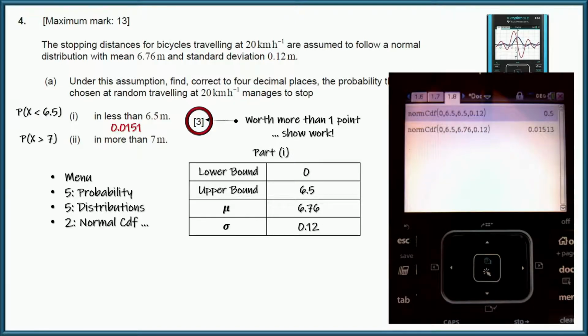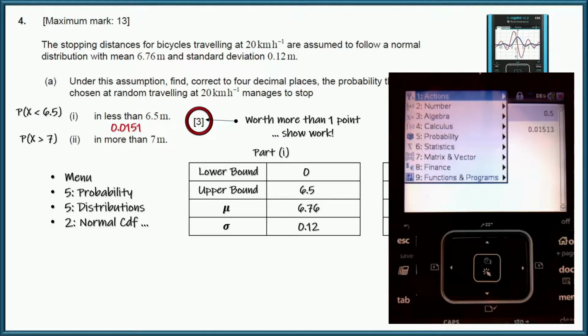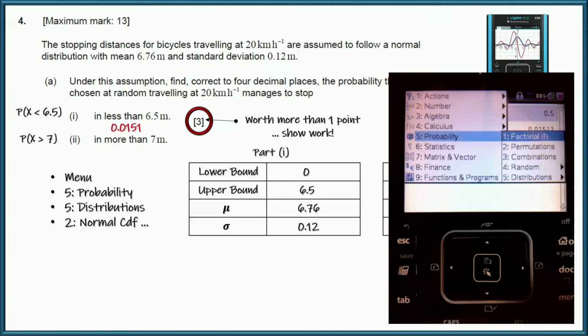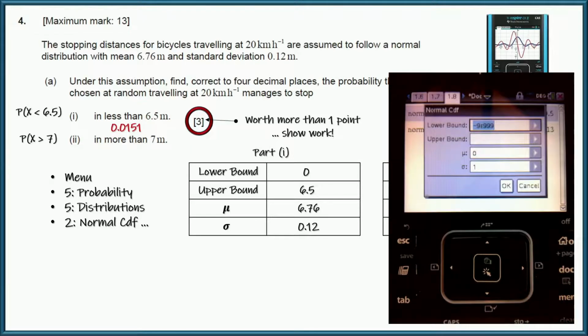So yeah, we're going to do the same thing for the next one, right? For the next one, for part 2, you're going to do the same exact kind of thing. You're going to type in 7. So let's go ahead and do that. 7, probability, 5, distributions, 2. So the lower bound is 7 because we want to know more than 7.